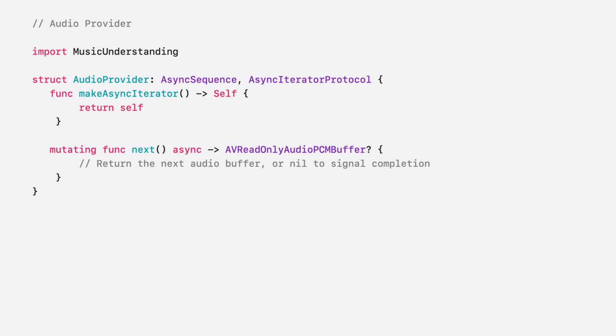Now, I'll talk about the audio provider in this example. An audio provider conforms to AsyncSequence and yields AVAudioPCMBuffer objects. When the audio provider has sent all audio buffers, it must send a final nil to signal completion.